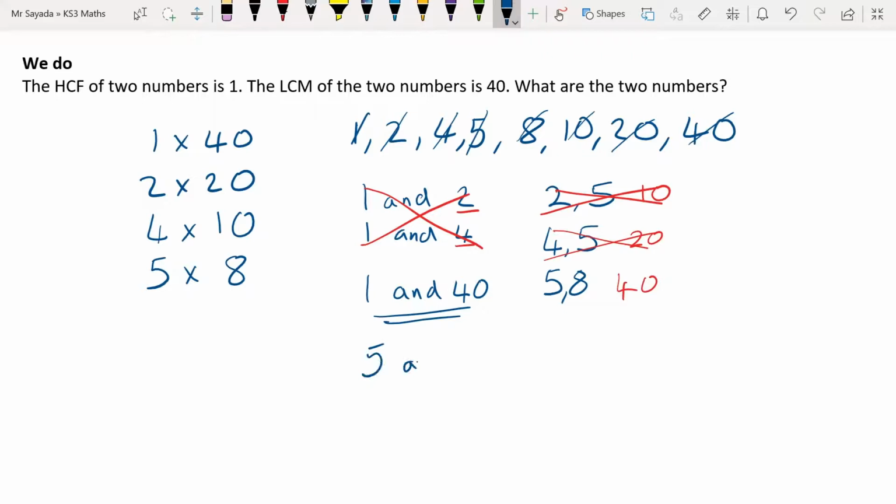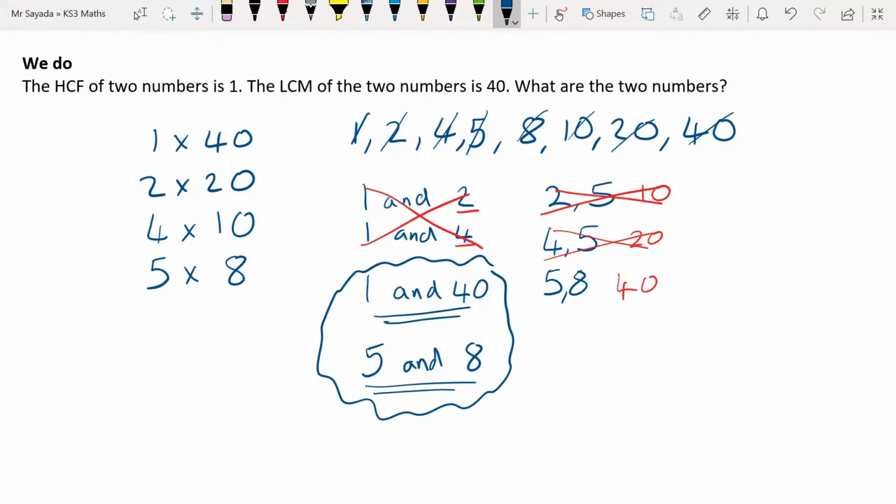We can double check that what we've done is correct. We need to just check what is the highest common factor and what is the lowest common multiple of each of our answers. And if we do that, we find that we are correct. So the answers are 1 and 40 or 5 and 8. If you found that difficult, I recommend that you rewind the video, watch the 2 examples again before moving on.